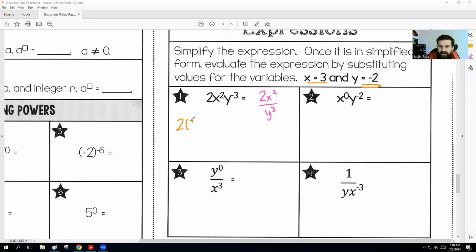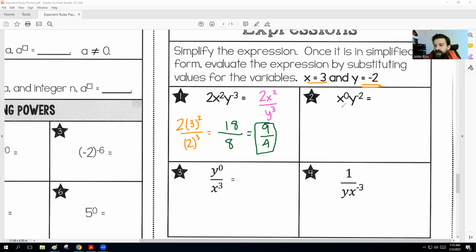So what's 2 times 3 squared over 2 cubed? Calculator time. 3 squared, we have to do that part first. 3 squared is 9, and 9 times 2 is 18. 2 cubed is 2 times 2 times 2, which is 8. Then we see, can we reduce that fraction? Yes, we can divide them both by 2, so that is 9 over 4.